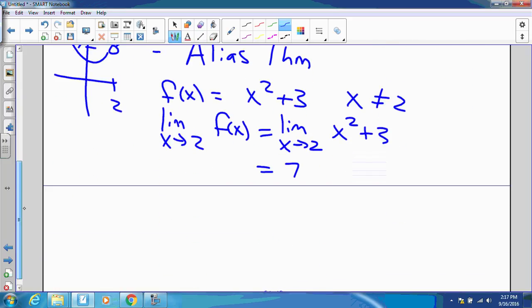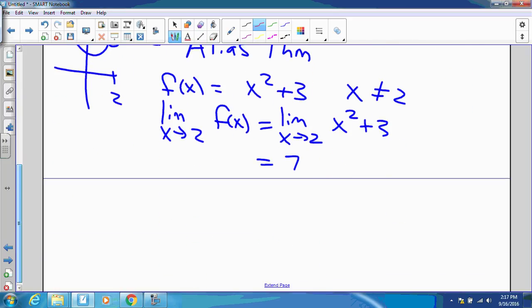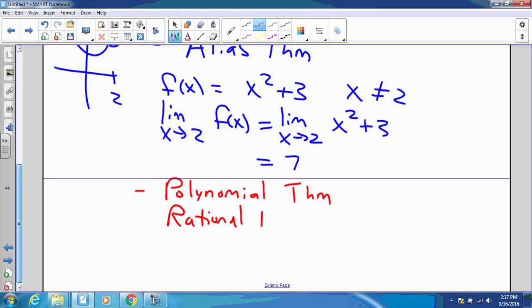When we applied our limit properties consistently, we also ended up with two very useful theorems, the polynomial theorem and the rational function theorem. And both of these are direct substitution theorems. If I have the limit of a polynomial, if I have the limit of a rational function, I can directly substitute as long as I'm not dividing by 0.